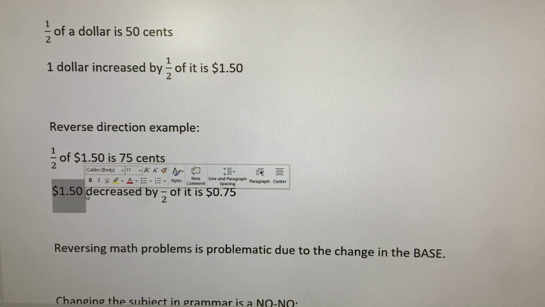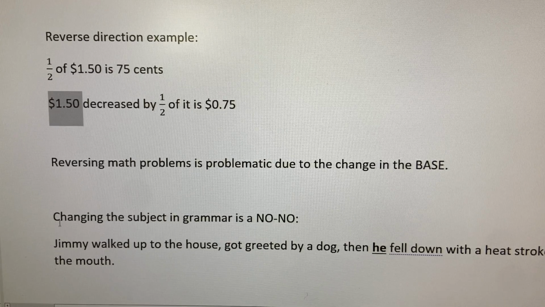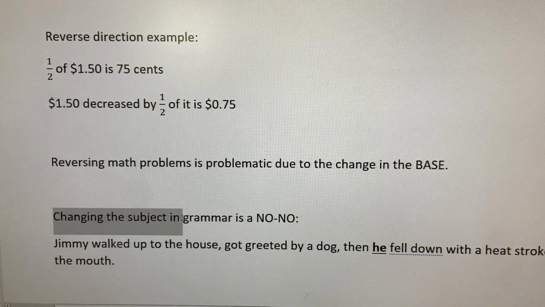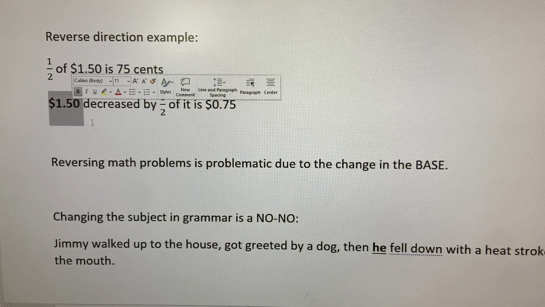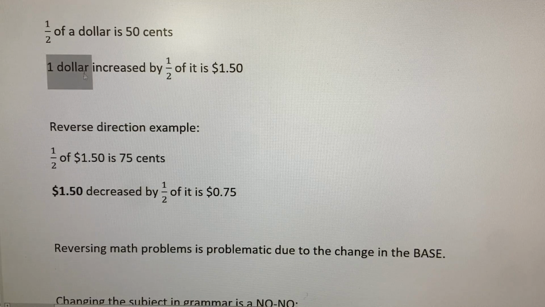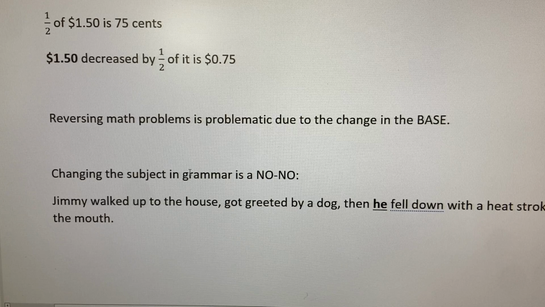The same works with grammar, okay? So consider this sentence here. Changing the subject in grammar is a no-no, because changing the subject is like changing the base of the calculation. This would be a base, and this would be a base here, okay? So changing the base is like changing the subject in grammar.